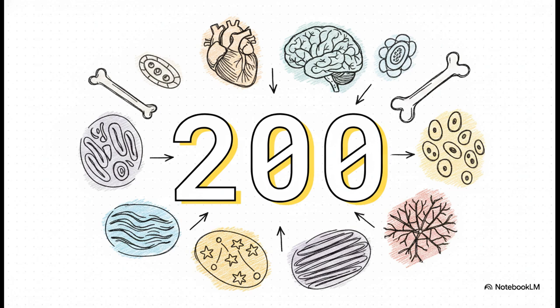But here's the absolute best part, the real secret here. All of that mind-blowing complexity is remarkably built from just 4 primary tissues. Just 4. So let's dive into this.